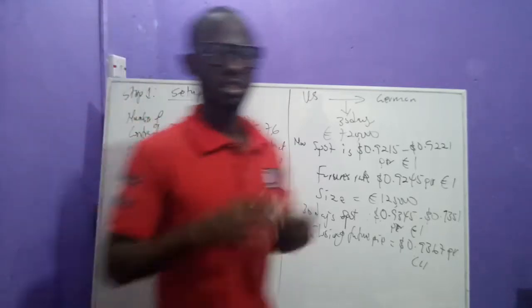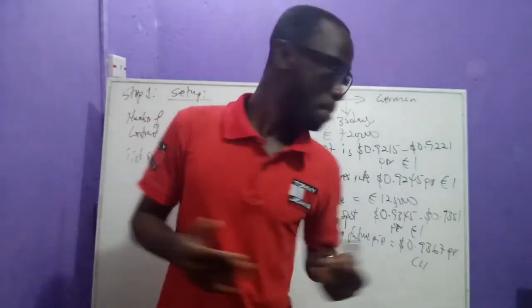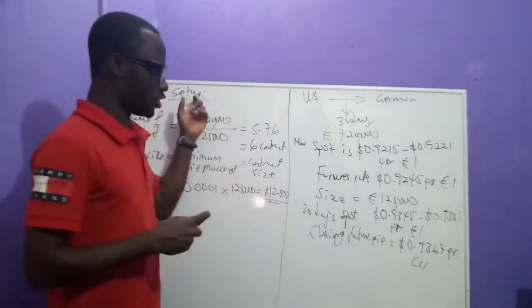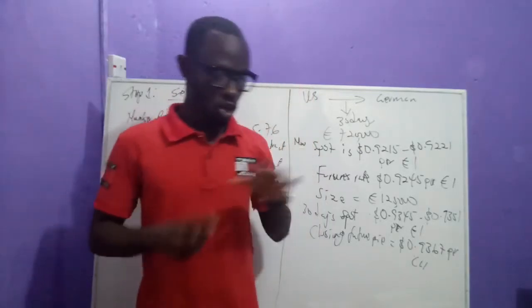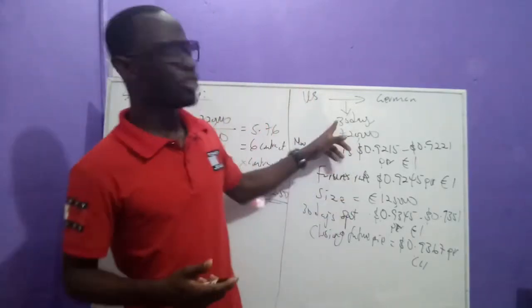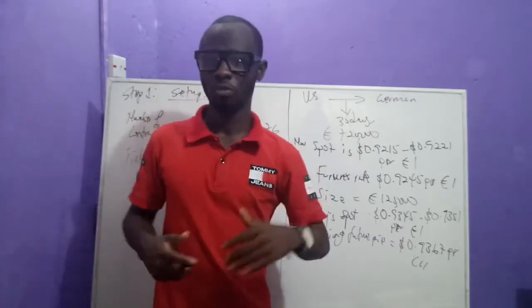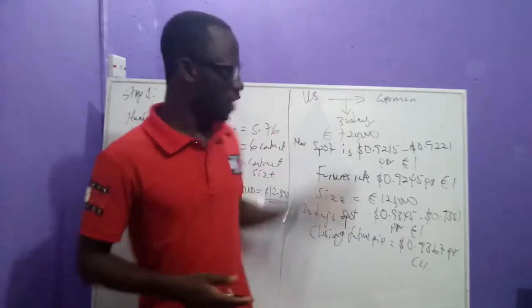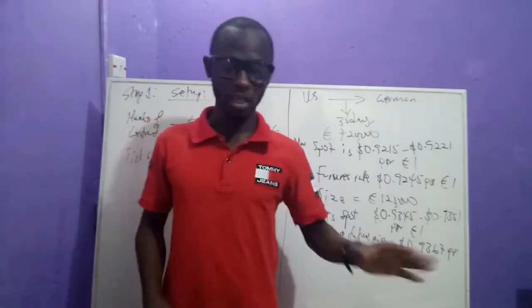So the first step is to set up the futures. In the setting up, we ask ourselves 4 questions. 1, which contract do we buy? Even though it's a 30-day payment term, which means you need to buy 30-day futures, what we have available is 3 months, which is 90 days. So that is what we buy.